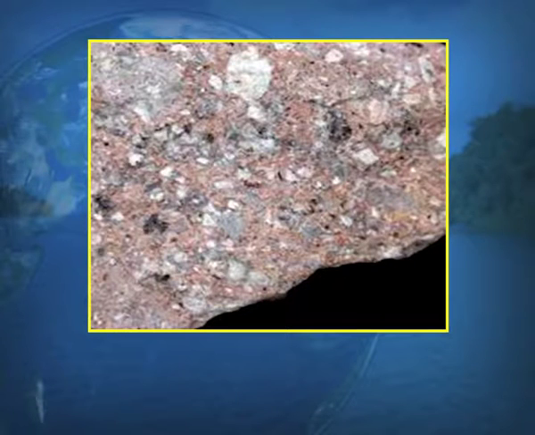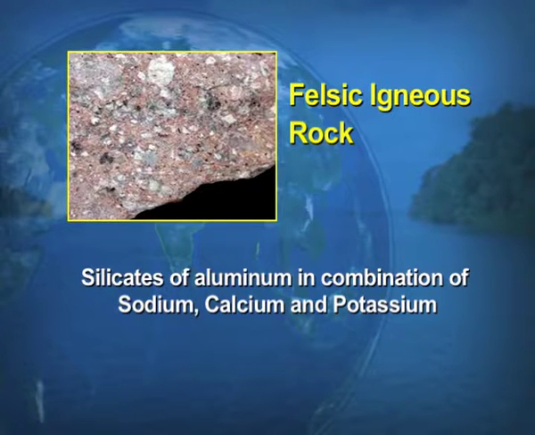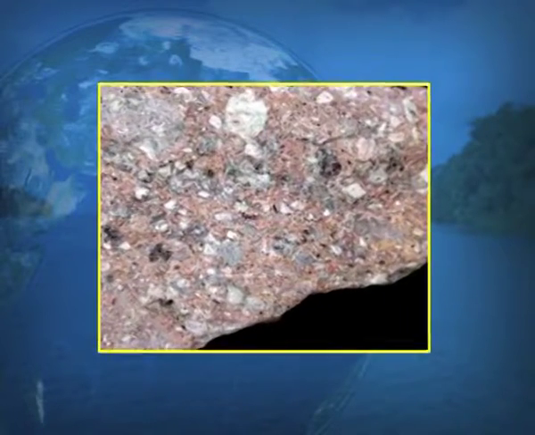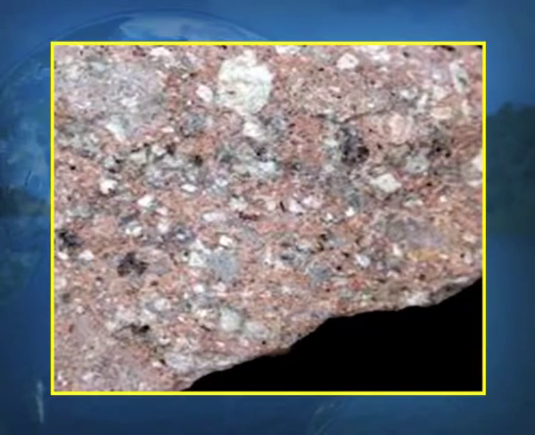Now, the second, as I have already told you, is known as the felsic igneous rock. This rock contains the silicates of aluminium in combination with sodium, calcium and potassium. And if you look at the screens, you can view how the felsic igneous rocks look.